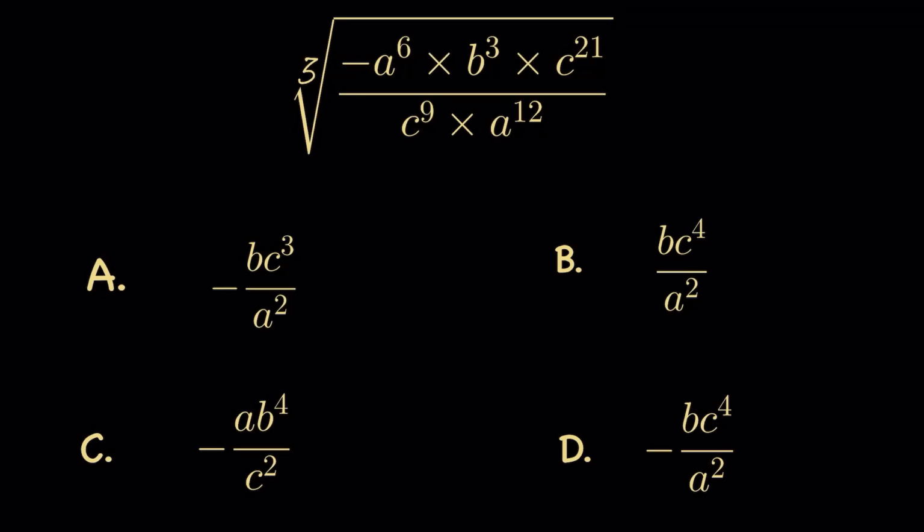Minus a to the power 6 times b to the power 3 times c to the power 21 upon c to the power 9 times a to the power 12, under cube root. How do you solve this?